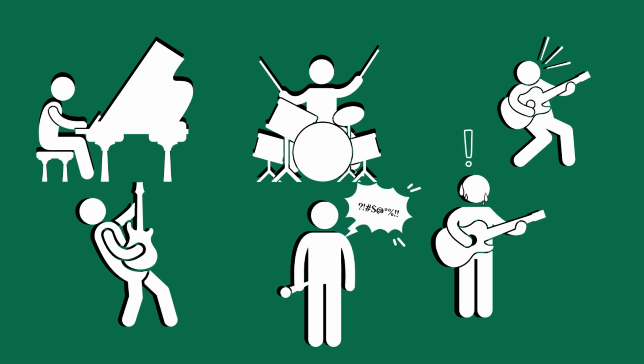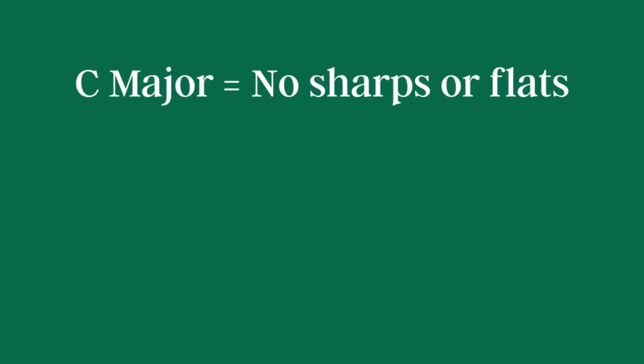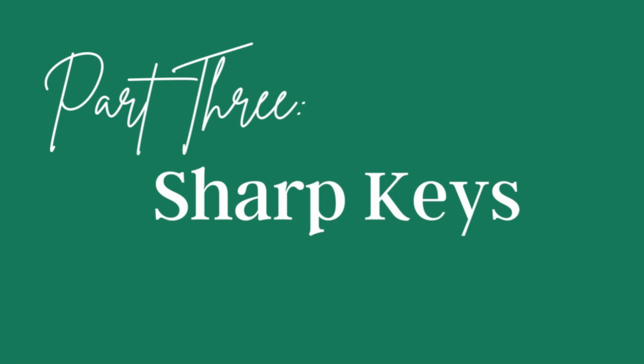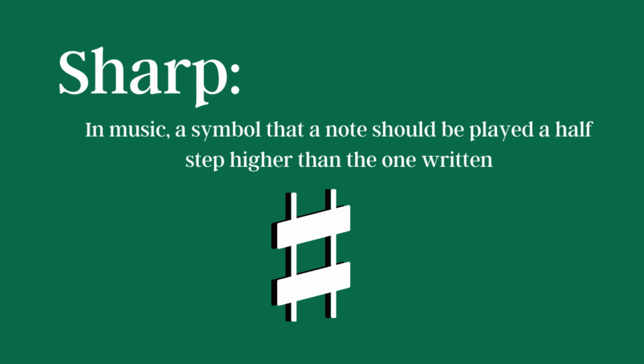So let's learn them. Since C major is the key with no sharps or flats, we'll start there. From there, we're going to separate our keys into sharp keys and flat keys. If you're unaware, the term sharp in music refers to a symbol that designates something as a half step higher than the written note. The symbol itself is the same one you'd use for the number sign or a hashtag.